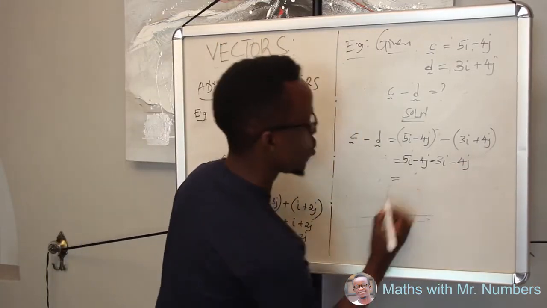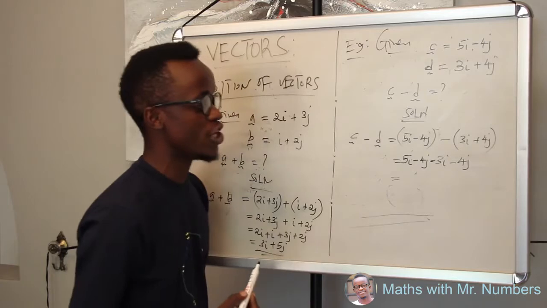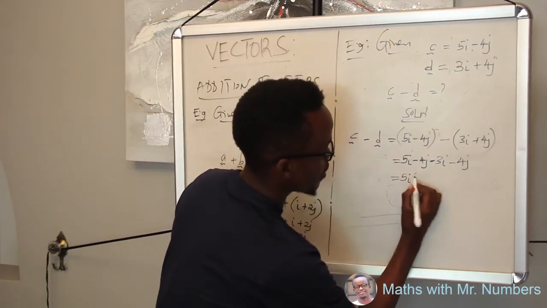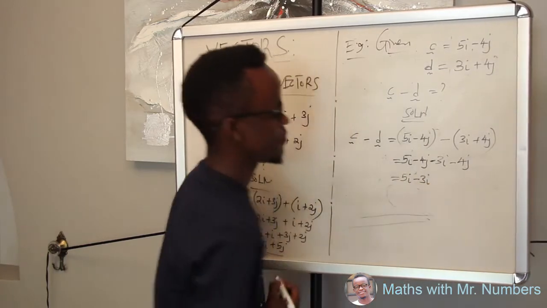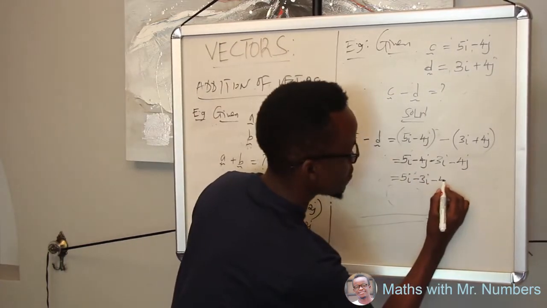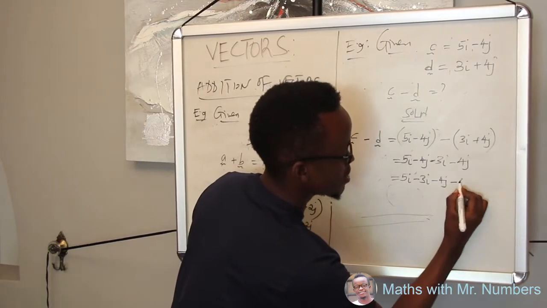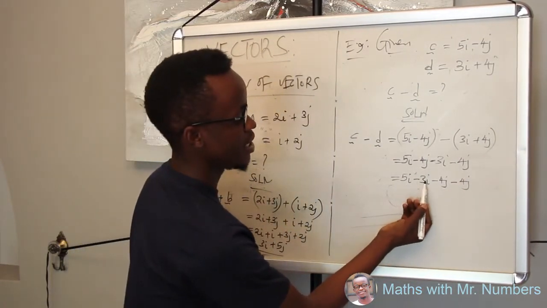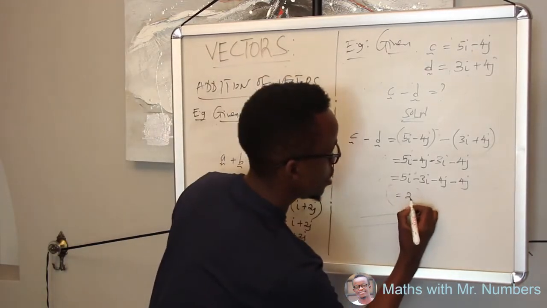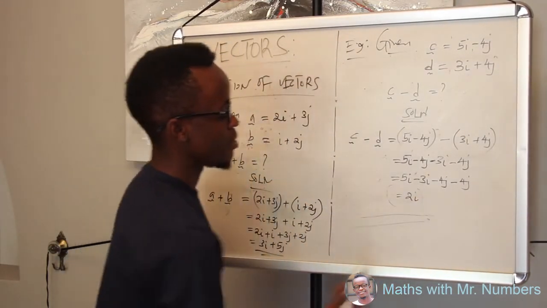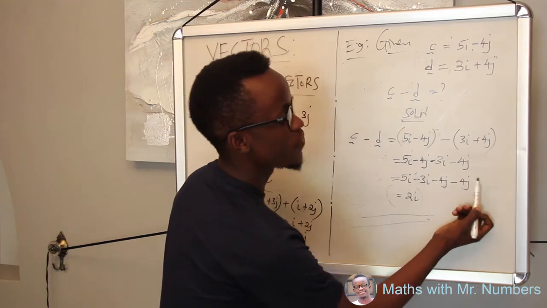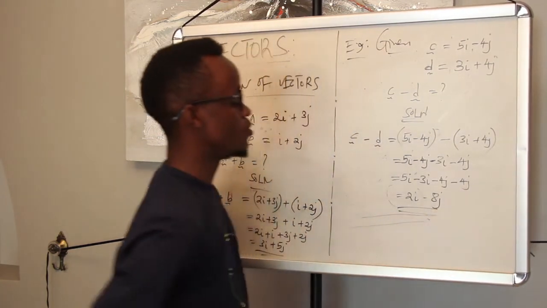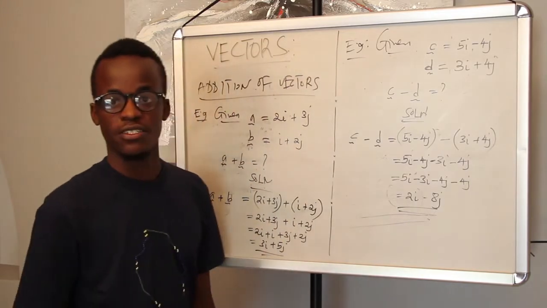Therefore, we are going to collect the like terms, i with i and j with j. Therefore, 5i minus 3i, then minus 4j minus 4j again. Therefore, 5i minus 3i equals 2i. But minus 4j minus 4j again gives you minus 8j. This is how to deal with subtraction in vectors.